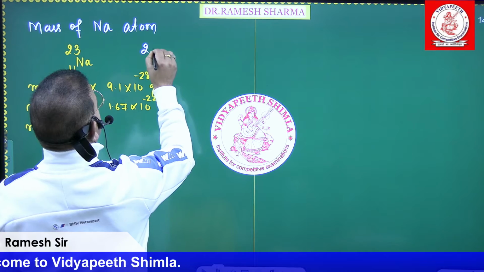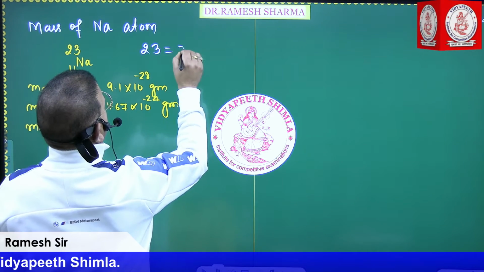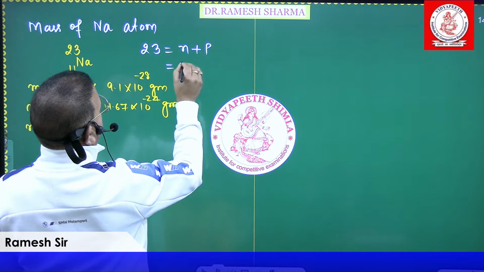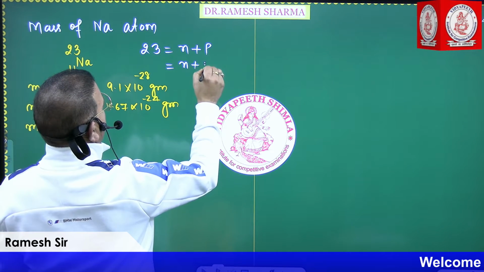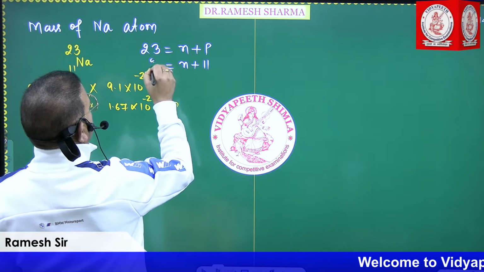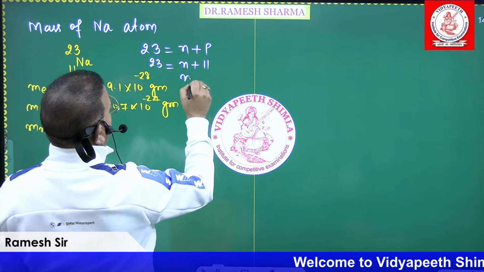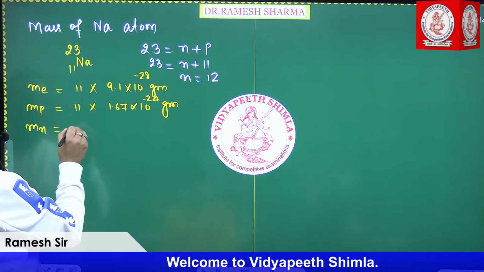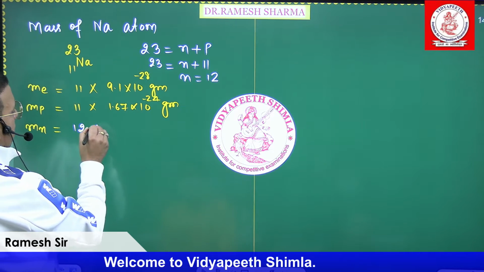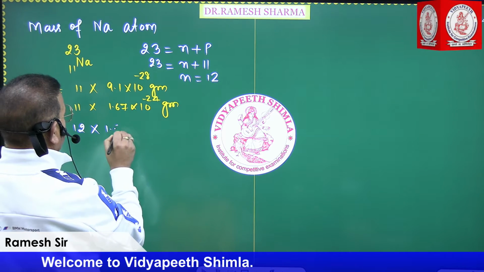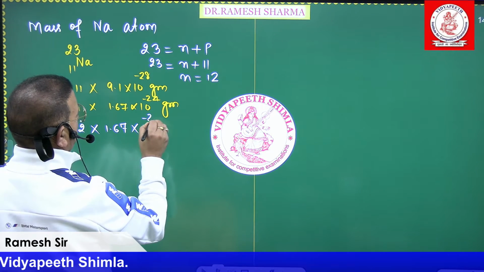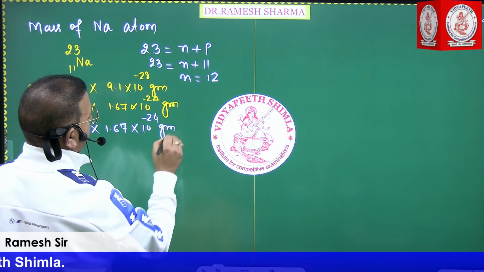So 23 is equal to neutron plus proton. Proton is atomic number. We know that proton is 11. It means the neutrons are 12. Am I right? Neutrons are 12 and mass of one neutron is almost the same as mass of protons.